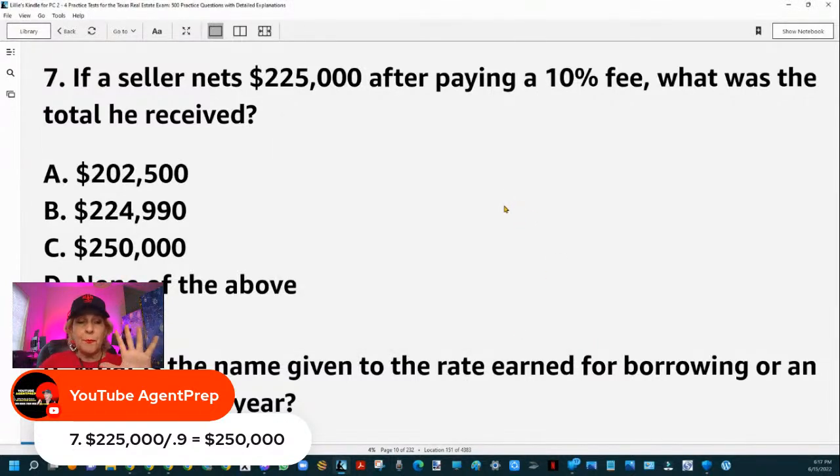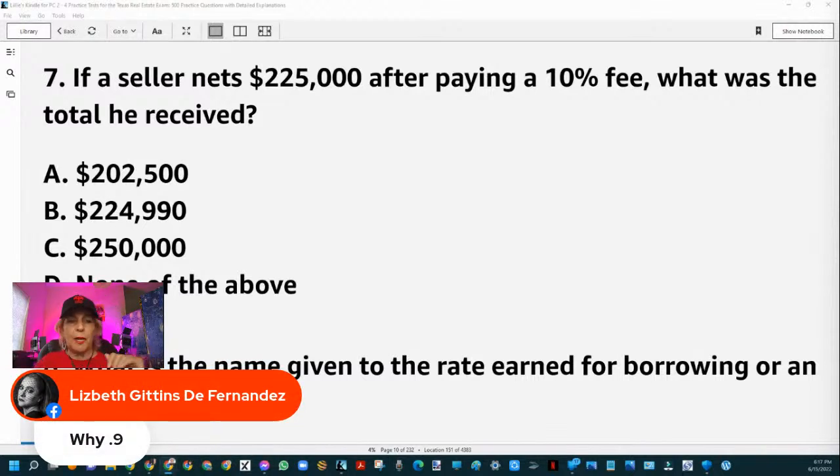Okay, so you have 100%. What he had before he sold it was 100%, and he paid a 10% fee. So 100 minus 10 is 90. Convert that to a decimal, it is 0.9. So 225 divided by 0.9, according to the T formula, gives us 250. Okay, so Lizbeth was asking why.